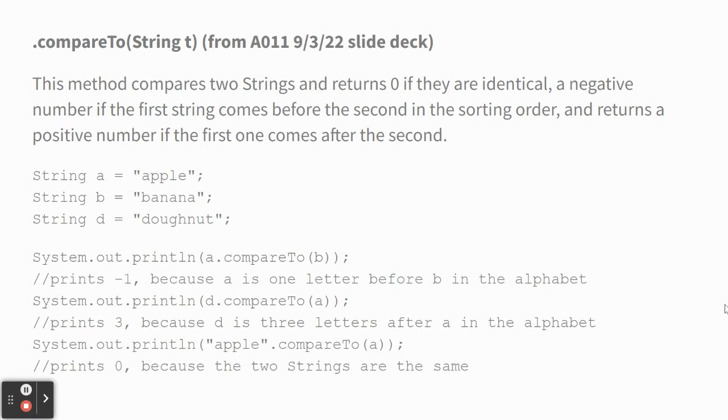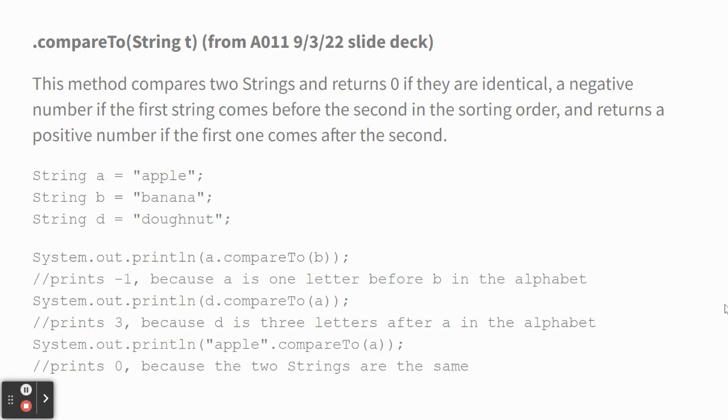This was from our September 3rd slide deck, the one that starts with the title A011. So the 11th class that we had; today we're on the 82nd class we've ever had this year. So compareTo is for strings, and it compares two strings. It returns 0 if they're identical. It returns a negative number if the first string comes before the second string alphabetically, and returns a positive number if the first one comes after the second one.